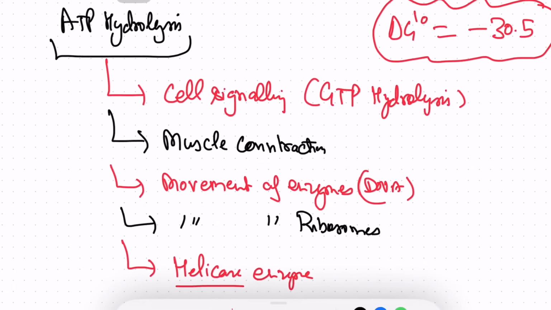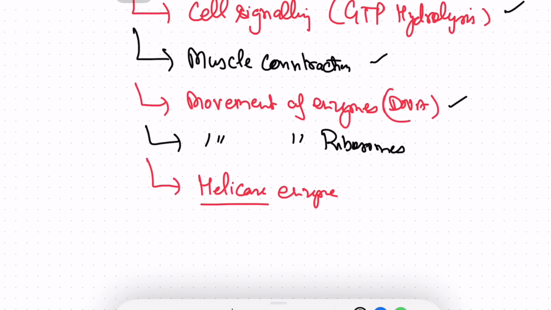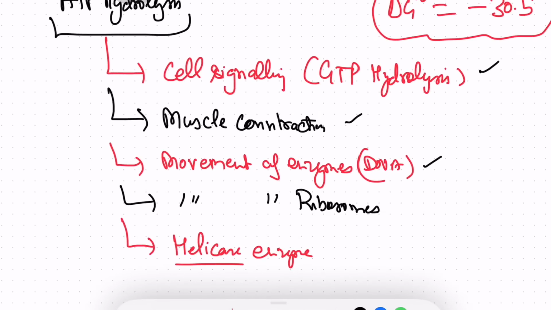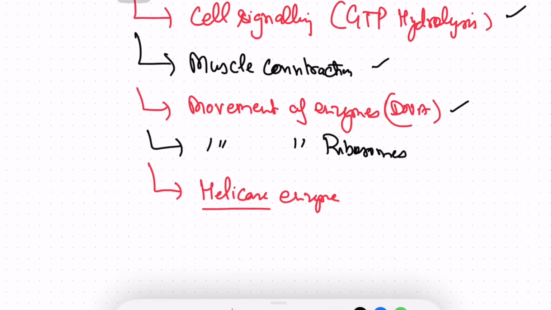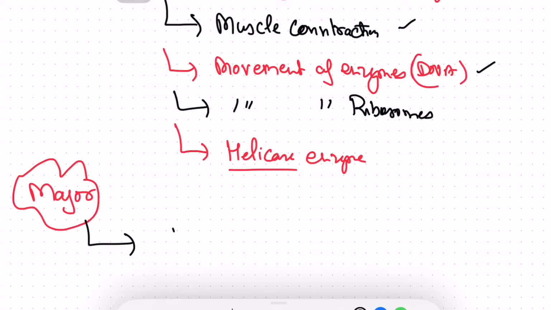Now here you are going to see that by ATP hydrolysis within the cell, many tasks are being done, like cell signaling, muscle contraction, movement of enzymes along DNA, movement of ribosomes, and movement of helicase enzymes. All these activities involve ATP hydrolysis. But keep in mind, the majority of the reactions occurring within the cell do not involve ATP hydrolysis.